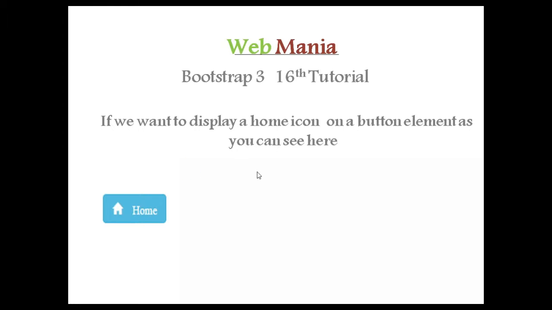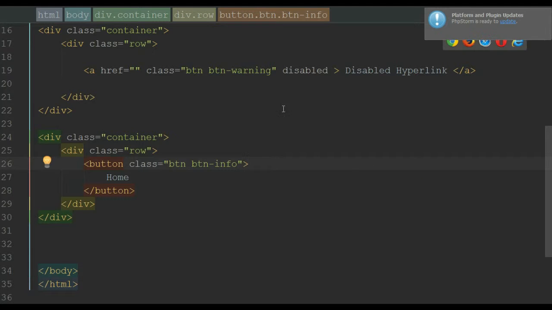Let's go to our editor to achieve this. This is our editor and here you can see inside a container we have a row class, and inside a row class we have a button element, and inside the button we use the class btn and btn info. If you don't have information about these btn classes, visit my previous tutorial. And this is the caption of home button. We want this button to be named as home.